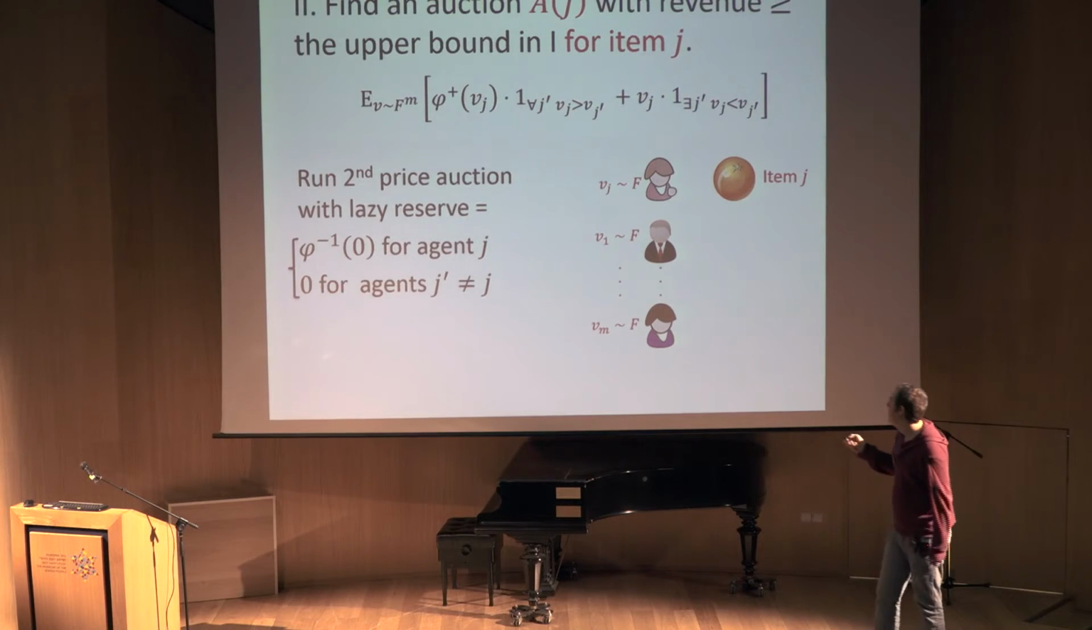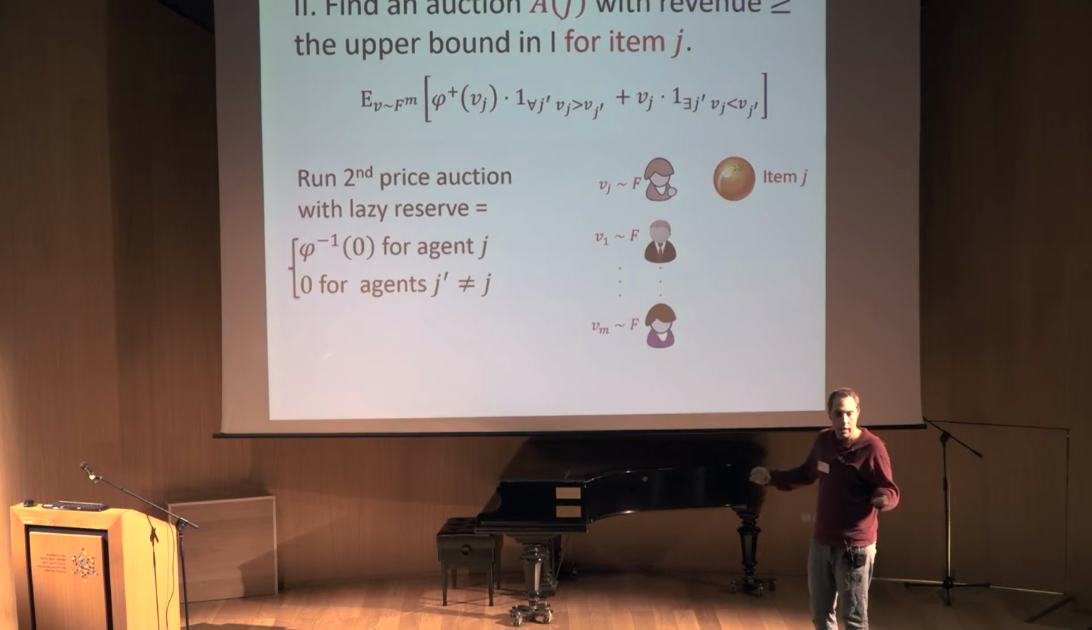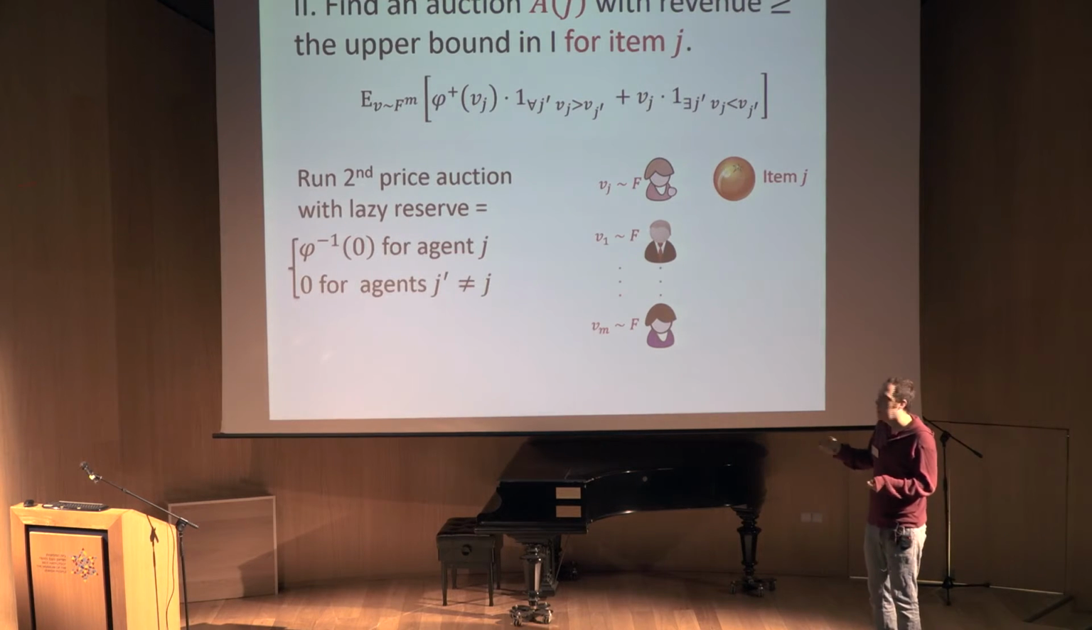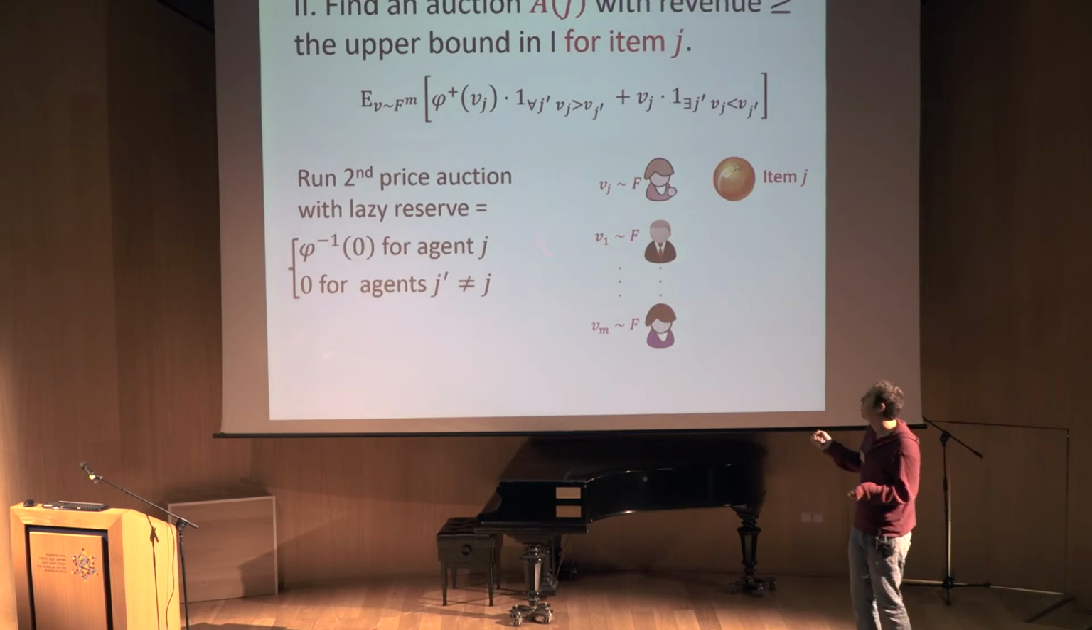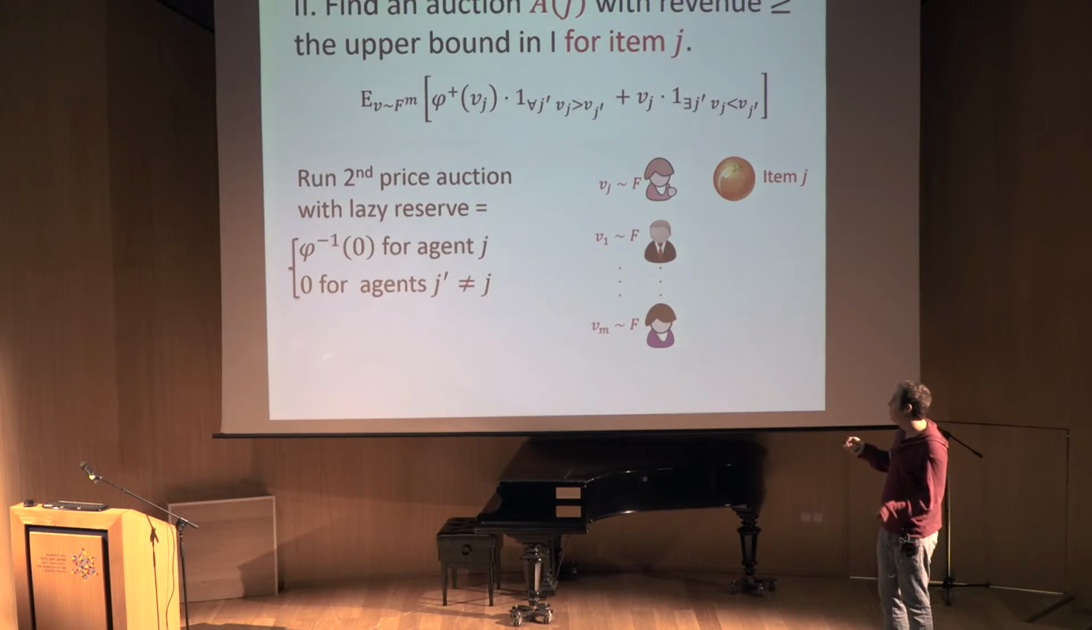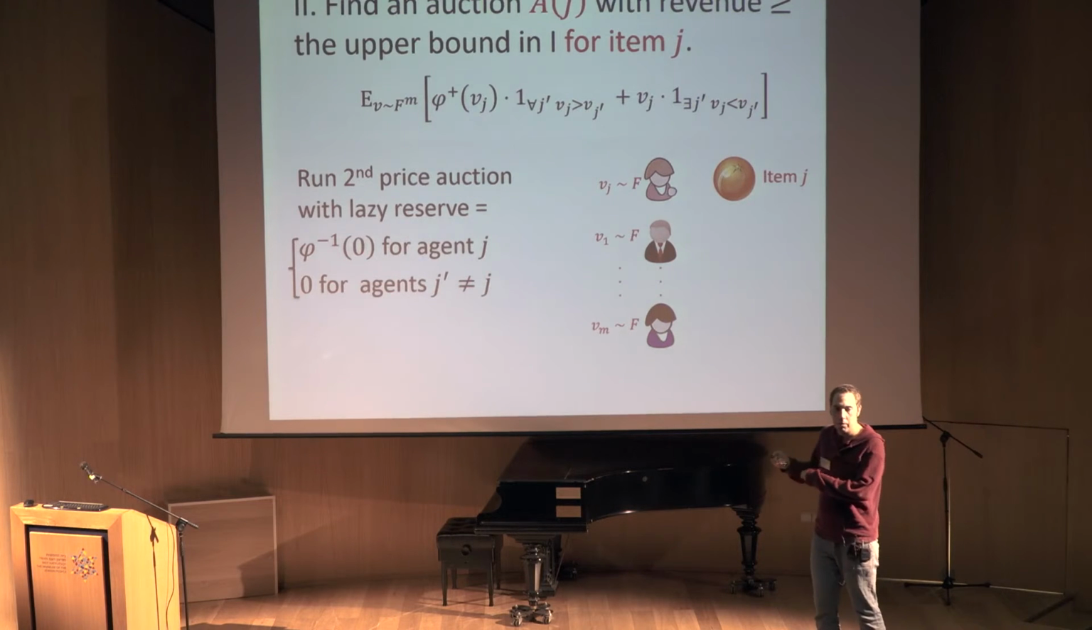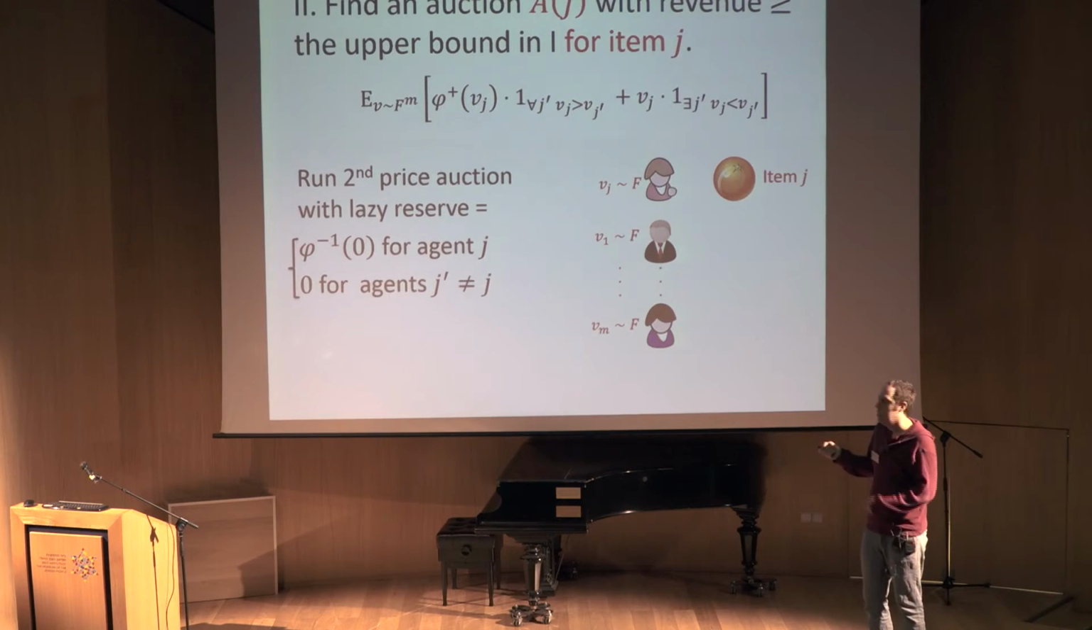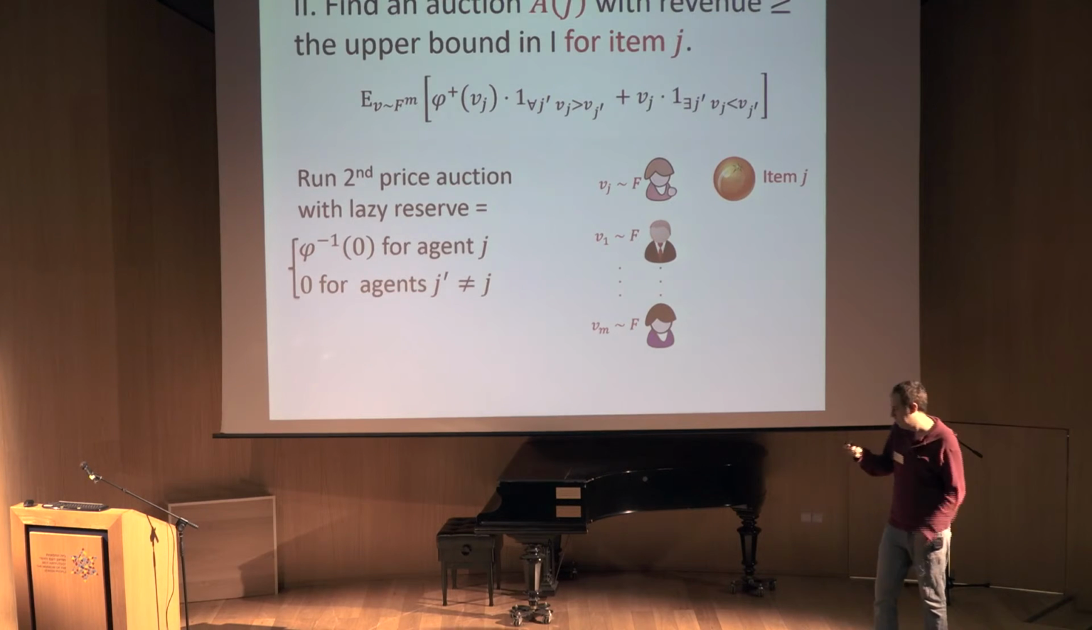We need to find a single parameter auction for item J that covers the bound for item J, the contribution of item J. And the mechanism that we come up with is that we add m-1 bidders. We now have, instead of 1 bidder, m bidders. And there's a single item J for sale. And we run a second price auction with lazy reserves, which means that we look at the highest bidder, and he wins only if his value is higher than the reserve. This is the second price auction with reserves. And we have different reserves. For agent J, the reserve is the minimal value at which the virtual value is non-negative. And for all other agents, we have a reserve of 0.